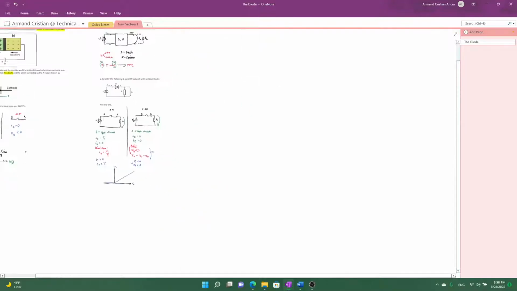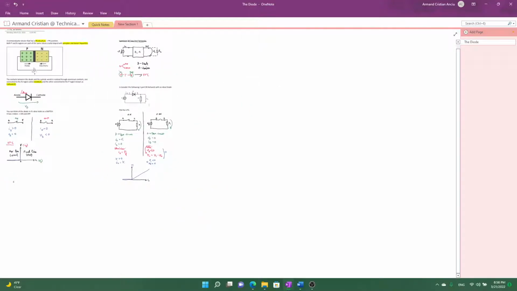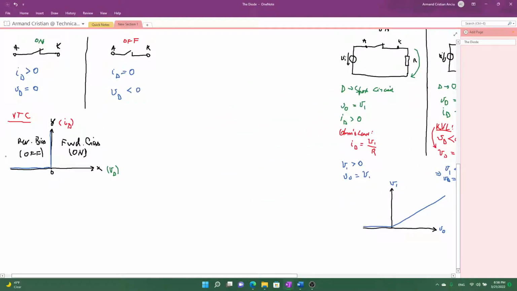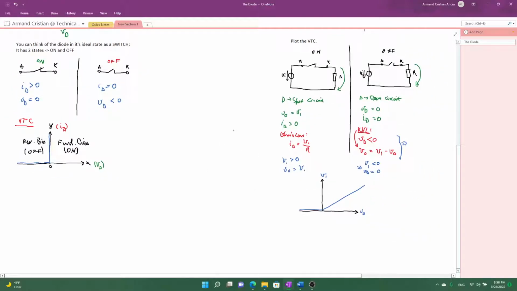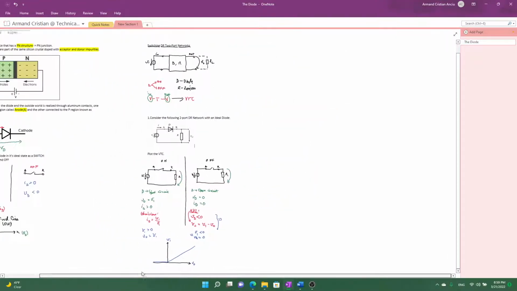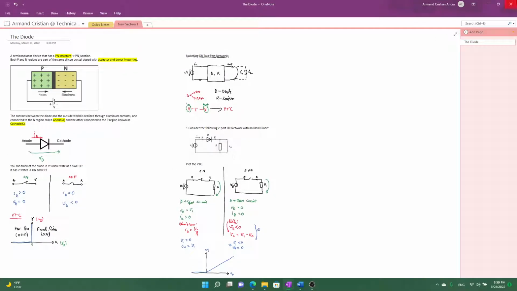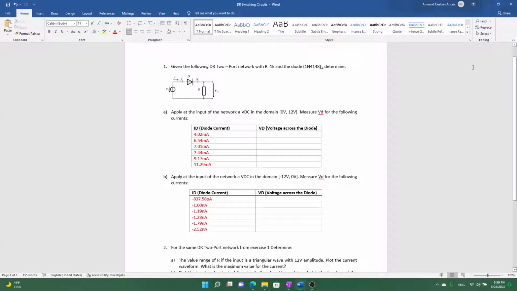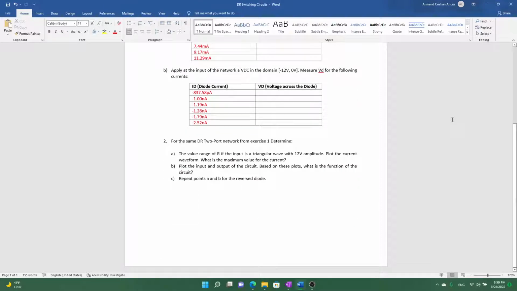So this graph, and there was another graph that we draw, and this one, these are the two graphs that really interest us the most. This is the behavior of the ideal diode. This is in terms of voltage and current, and this is in terms of the input and output voltages. So that's pretty much all there is to discuss about the ideal diode from a theoretical standpoint. And now let's consider a couple of exercises.